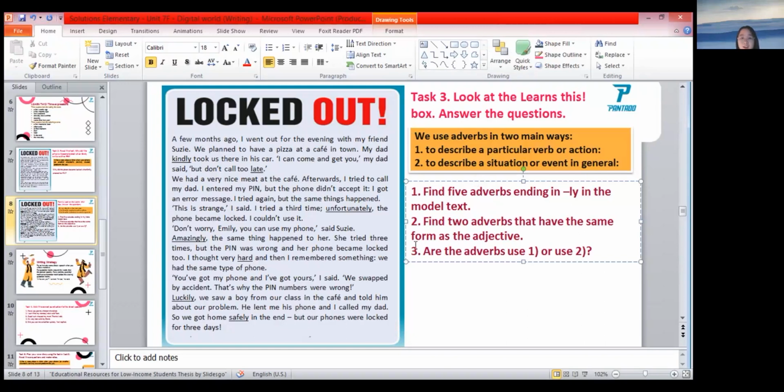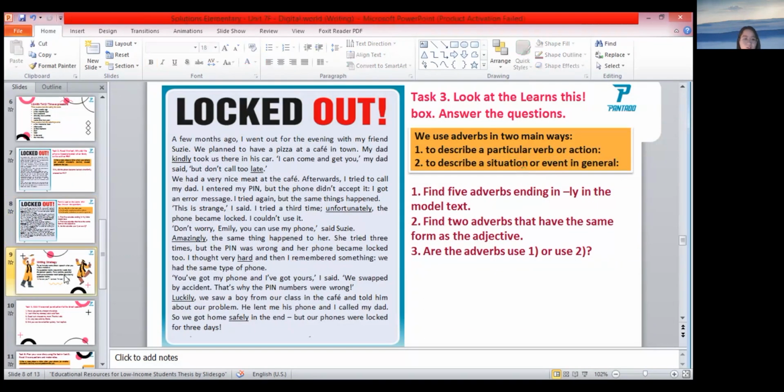So kindly, late, and hard are going to be used in describing a particular action. Okay, so the rest of the words are amazingly, unfortunately, luckily, and what? Oh, do you have safely? Safely in 1 or 2? Safely in 1. Okay, so we have amazingly, unfortunately, and luckily in the second situation. Okay, they describe an event.